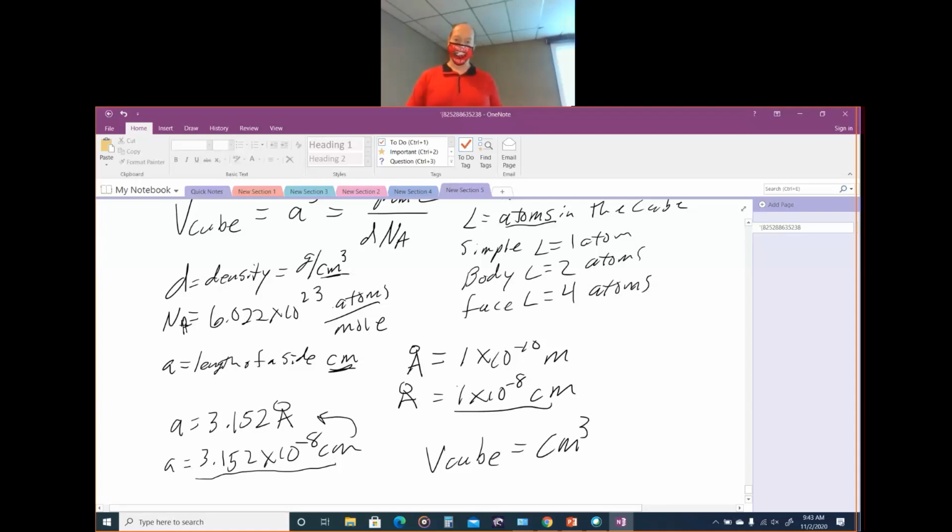Depends on what units you're asked for. If you're asked for angstroms or centimeters, most of the time they're going to ask for centimeters, but they're going to give you angstroms for a length. So make sure that you can easily convert your length in angstroms to centimeters. That is going to be very important for this type of problem.